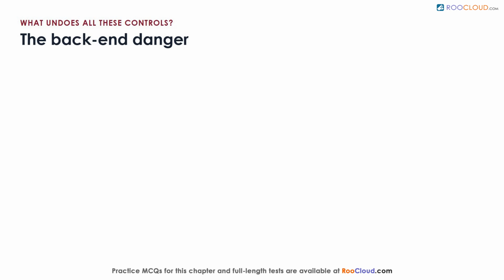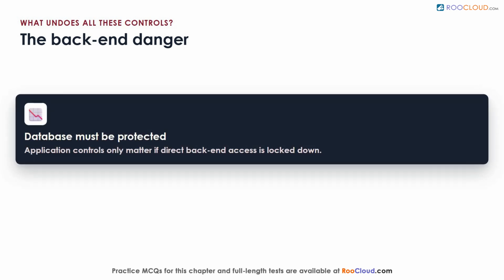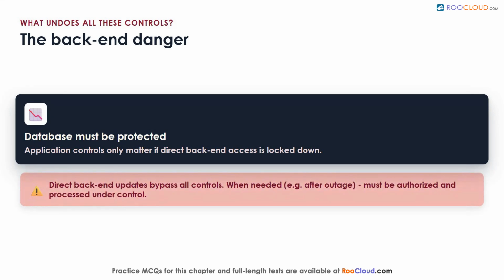Now here's a critical warning. Your application controls only matter if the database is protected. If someone updates data directly in the backend, controls are bypassed. Sometimes that's necessary, say after an outage. But direct fixes must be authorized and processed under control. Your controls are only as strong as the grip on those back-end fixes.